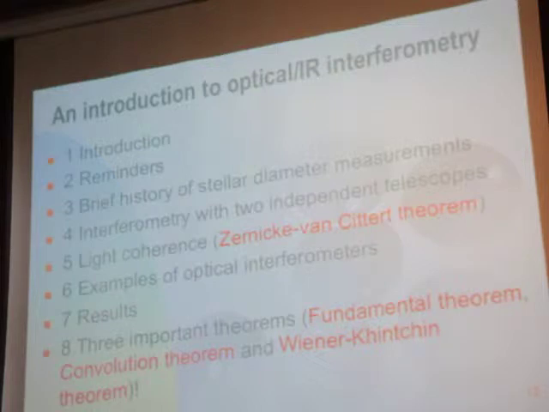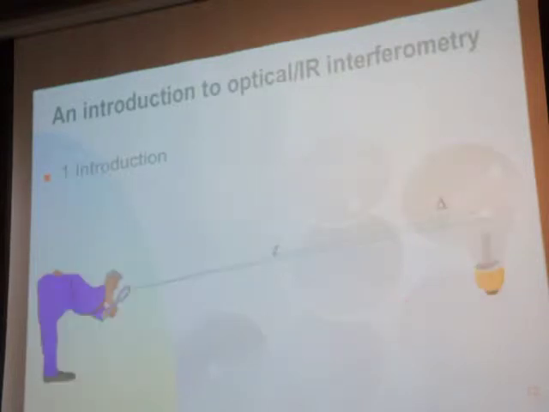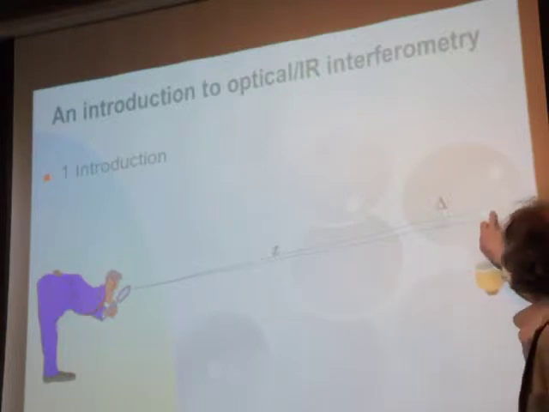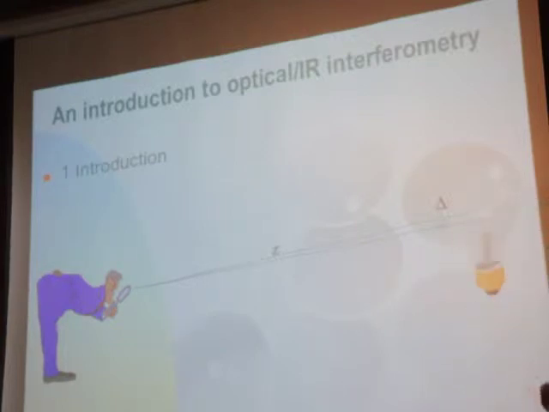So, first a small introduction. Now just a few reminders about electromagnetic waves. What astronomers are interested in is like looking at the filament, a very small filament of a light bulb, which is very, very tiny, and they would like to resolve it.